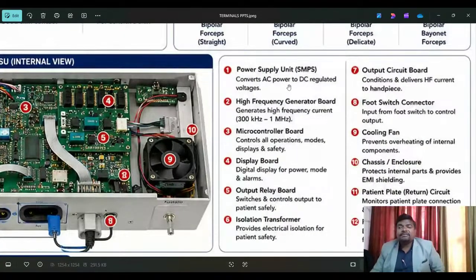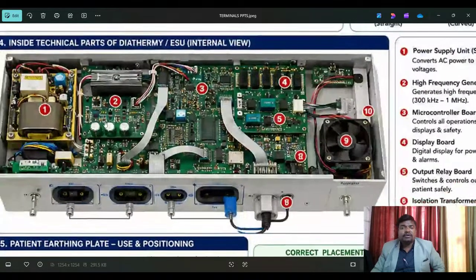Power supply unit: SMPS converts AC power to DC regulated voltage. Already I told you, every component converts AC power to regulated DC voltage. Understand? And the high frequency generator board, see here, this one is the high frequency generator board.